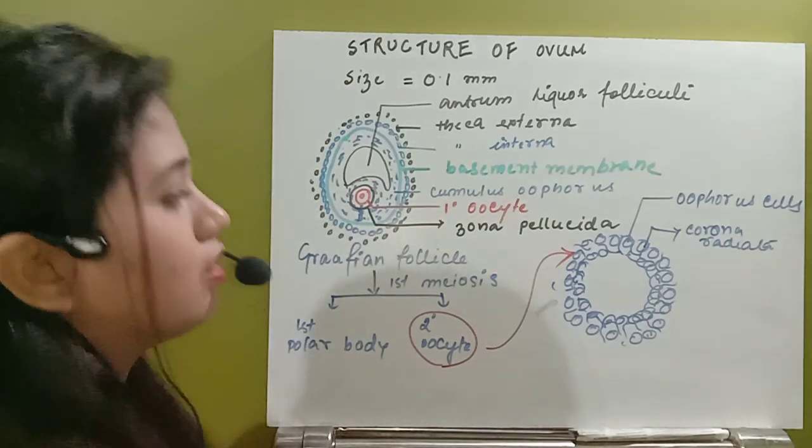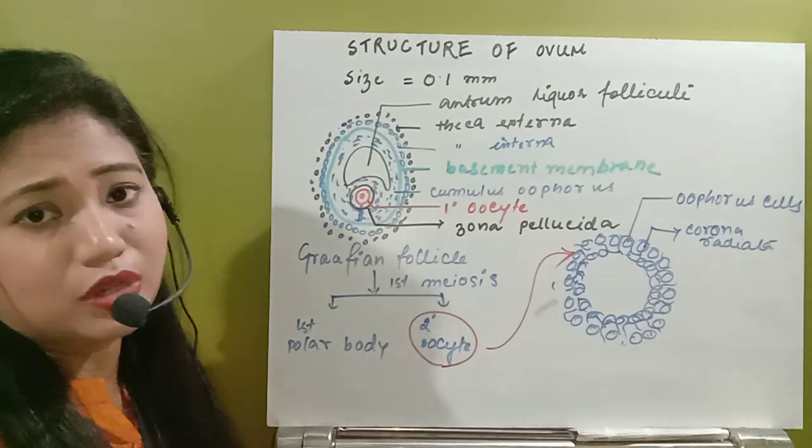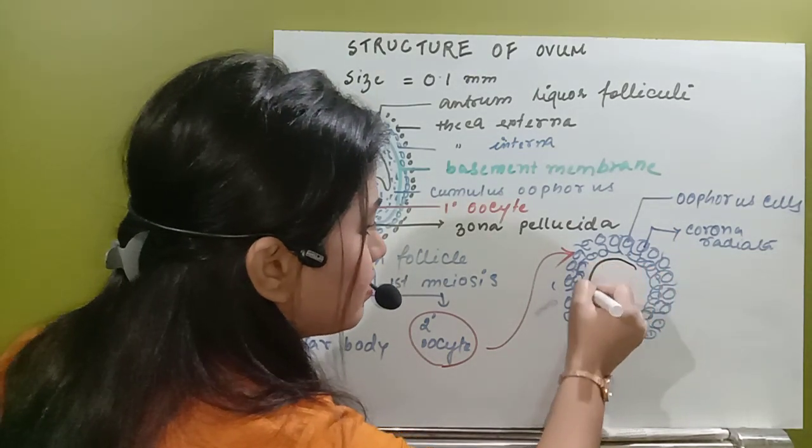Now inside we are going to have the same cell layer, that is the zona pellucida. So the zona pellucida is still present here.